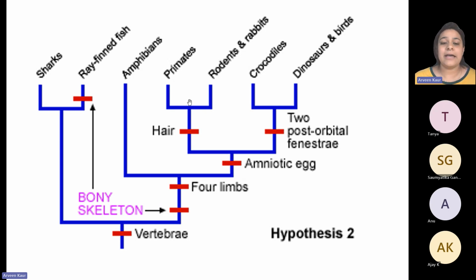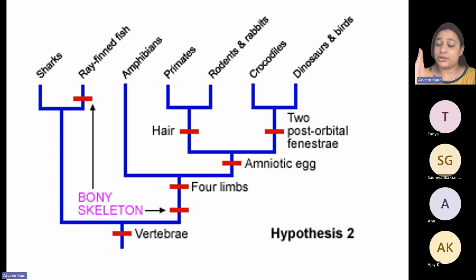So, what they mean to say is that the bony skeleton was obtained both in ray finned fish and these other individuals. But over here, it evolved independent of these particular individuals, right? So there was not a common ancestor who had bony skeleton. They all evolved separately, right?